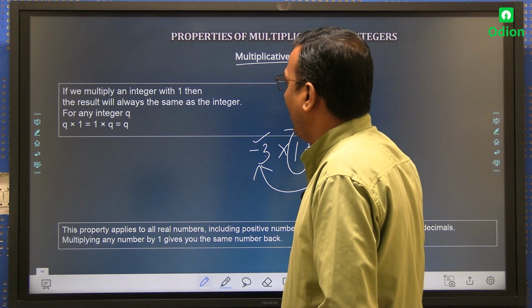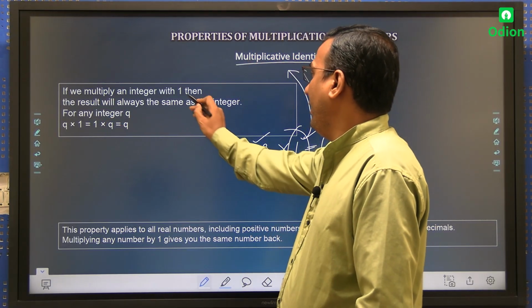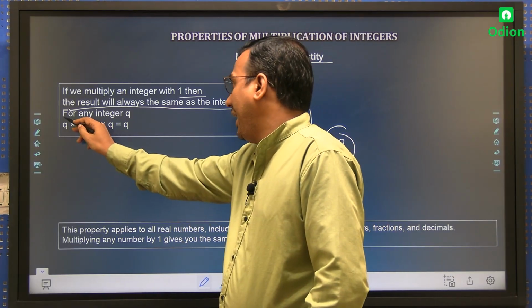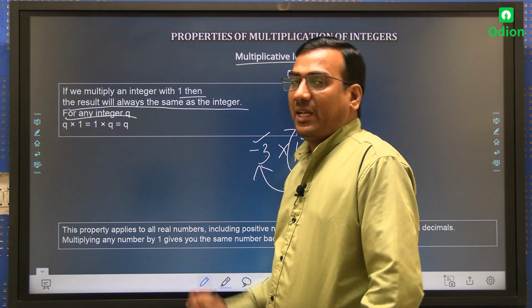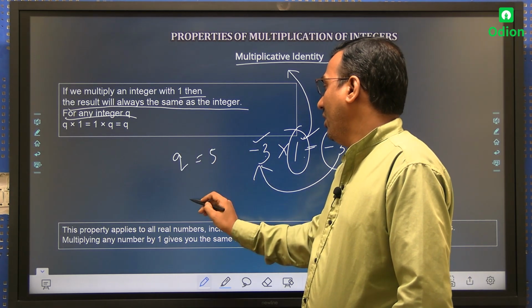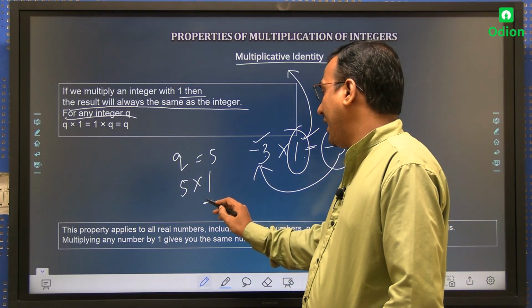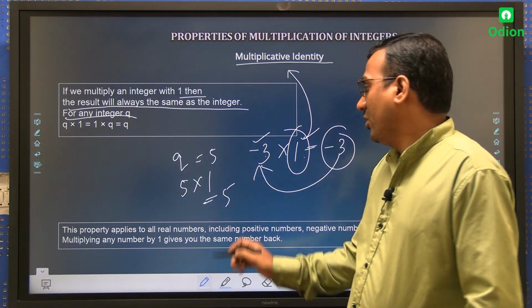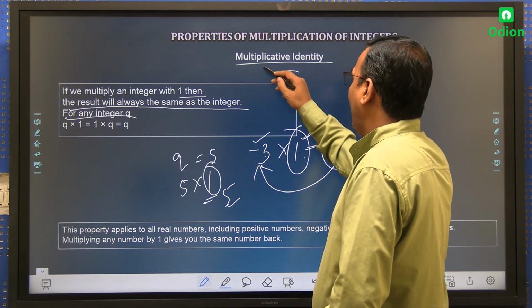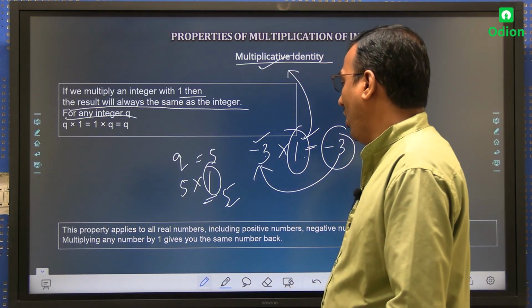What you have to do is, if we multiply an integer with 1, the result will always be the same as the integer. For any integer q, यहाँ पे एक इंटीजर q लिया है, सपोज q का वैल्यू 5 है. अगर मैं 5 से 1 मल्टीप्लाई करूंगा तो आंसर क्या आएगा? 5. वेरी गुड. The answer is 5. फॉर दिस रीजन 1 इज कॉल्ड एज multiplicative identity. This property applies to all real numbers.